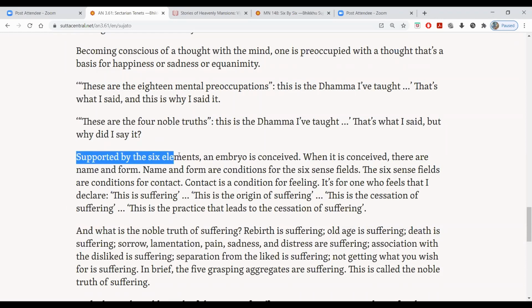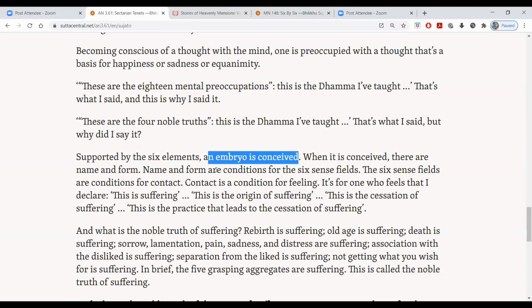Supported by 6 elements, an embryo is conceived. We have to understand very clearly that a new life means a combination of these 6 elements. Not 4, not 5, not 7, it's 6.